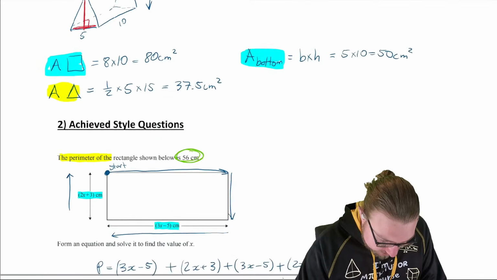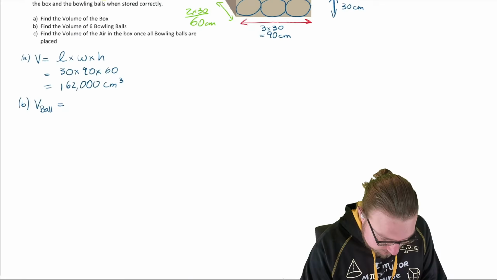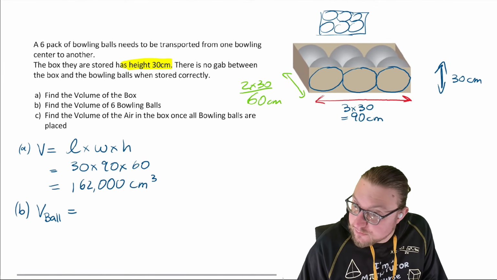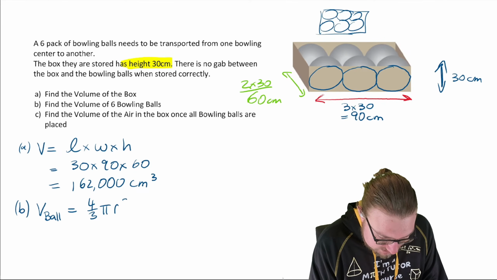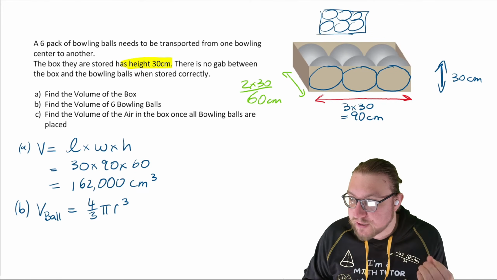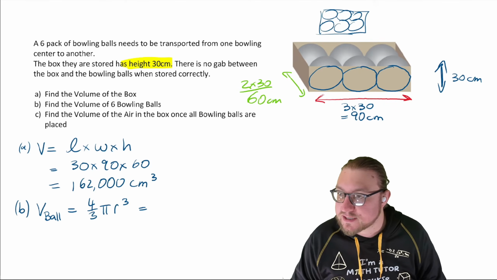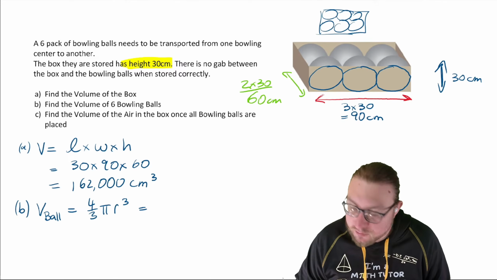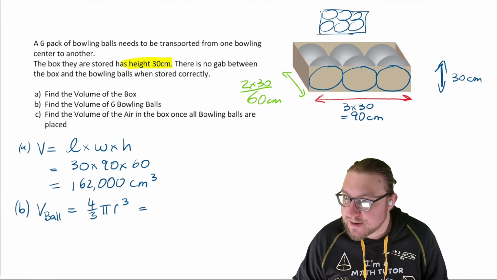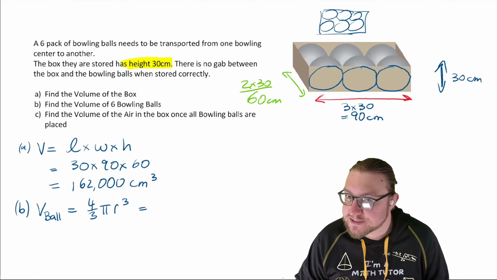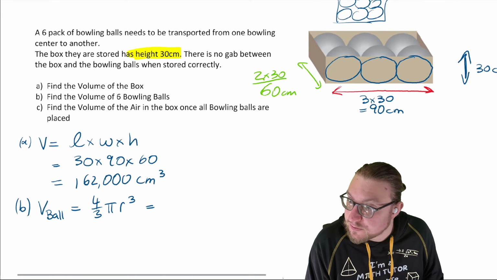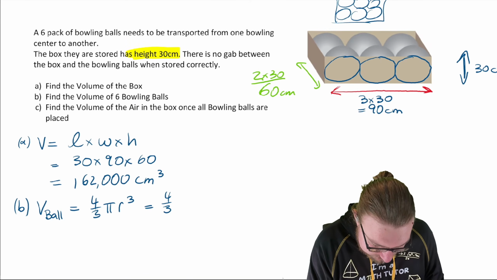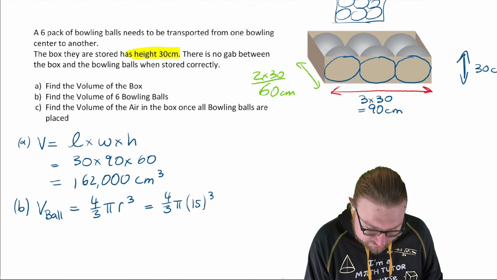So let's take that on. Everything's on the screen. Very good. So we have 4/3 pi radius cubed. And now in order to figure out what this is, we need to find out what the radius is. Well, remember, we already have found out that the diameter is 30 centimeters. So how can we find the radius? That's half. So let's put that in. We're going to get 4/3 pi times 15 to the power of 3.